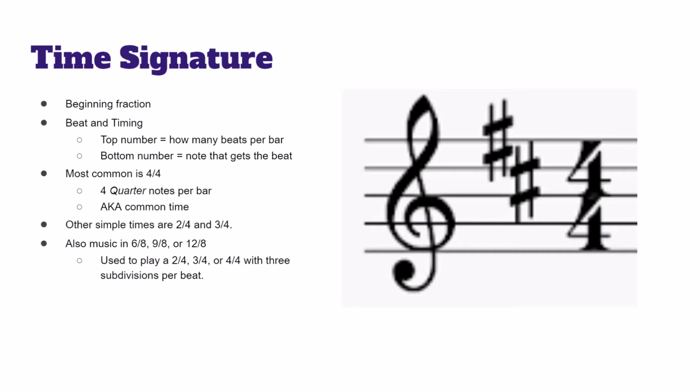You'll also sometimes see music in 6/8, 9/8, or 12/8. This would tell you that there are 6 eighth notes, 9 eighth notes, or 12 eighth notes per bar, but a lot of times the composers use this to make groupings of threes, so that you would have 2 groupings of 3 in 6/8, and this would be two equivalent beats per bar with 3 subdivisions, but this is a bit more advanced.